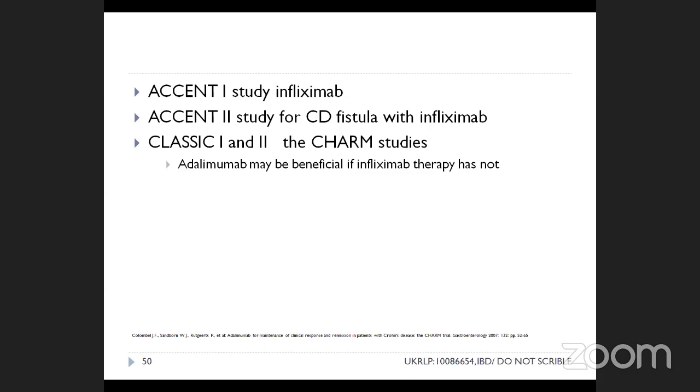The CLASSIC 1 and 2 and the CHARM studies compared infliximab with adalimumab. These are the two drugs which are used as a last resort. If infliximab therapy is not helpful in Crohn's disease, we can use adalimumab instead. These studies show that either one can be used as maintenance therapy for the treatment of Crohn's disease. If one is not effective, the other can be used.